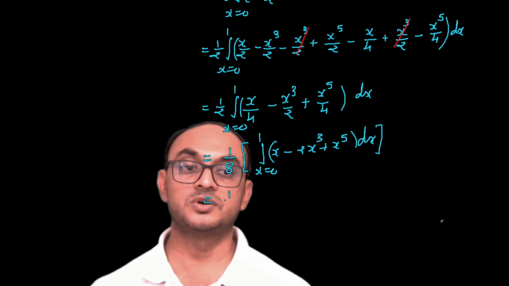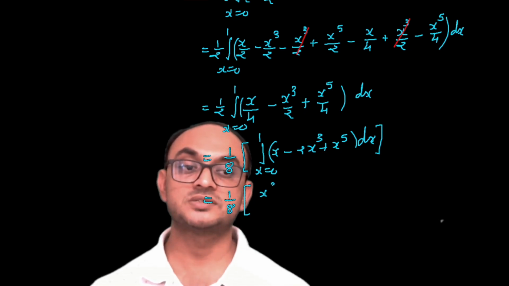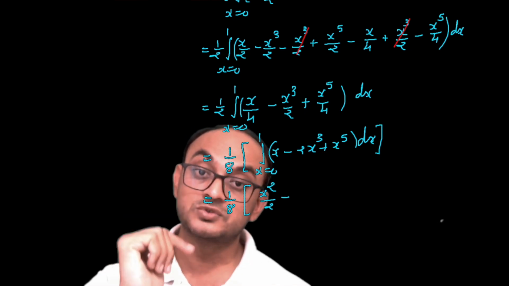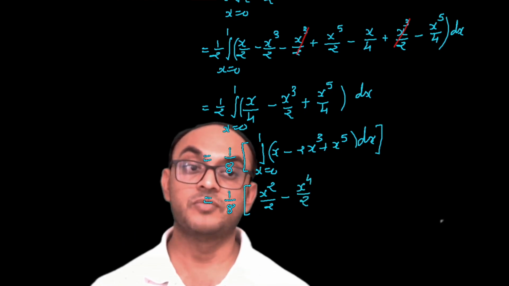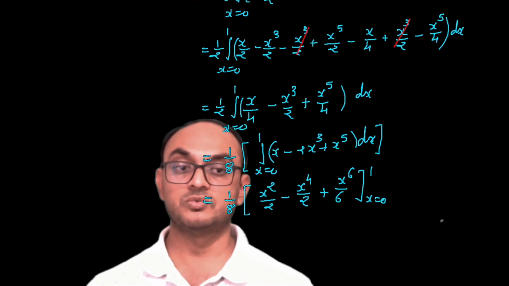So this is equal to 1 upon 8 into, what is the integration of x? X square by 2 minus integration of x cube is x raised to 4 by 4. So 2 and 2 will be cancelled out. It becomes x raised to 4 by 2, and here the integration is x raised to 6 divided by 6 from the limit x equal to 0 to x equal to 1.